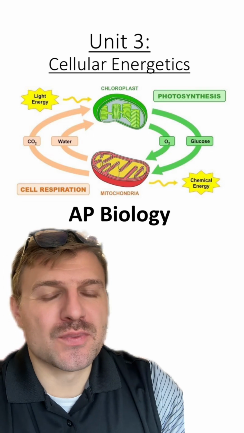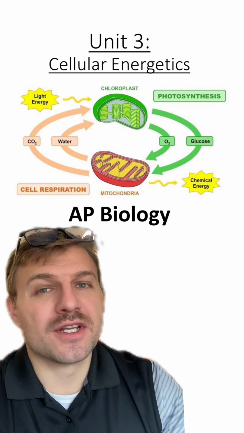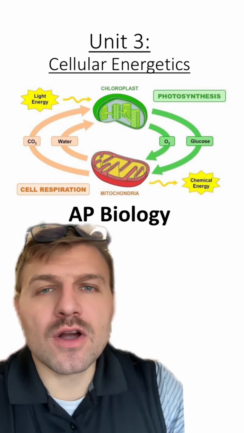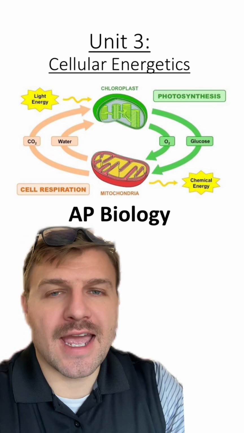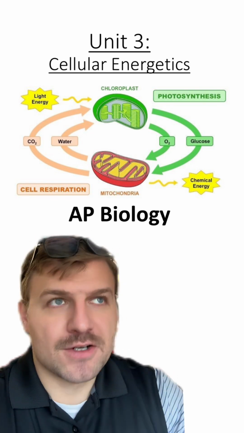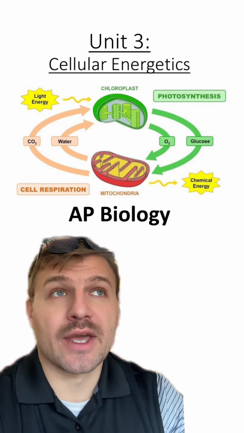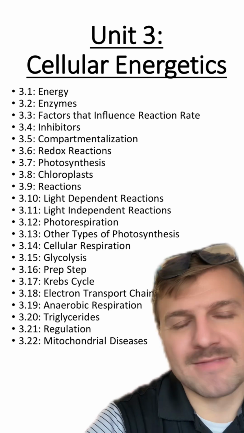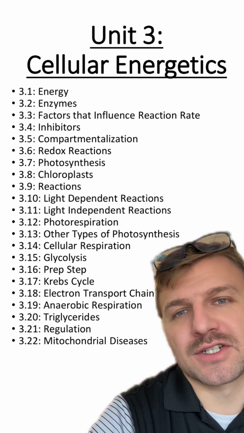Hello AP Biology students, we're going to start the third unit called Cellular Energetics. The overall goal of this unit is to better understand how energy is transferred between cellular respiration and photosynthesis. And there's going to be an emphasis first on how enzymes help complete this task. Now, to warn you, there are a ton of sections in this unit.